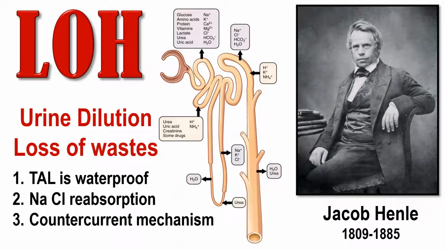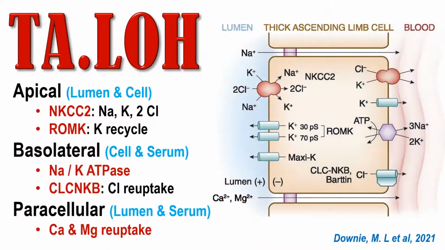The loop of Henle does this job through three mechanisms, actually, because it is waterproof and impermeable to water. So sodium and chloride reabsorption with the waste product is introduced to the distal element, and this mechanism happens through the countercurrent mechanism, which is a complex physiological mechanism. As we can see here, the thick ascending limb of the loop of Henle has highly specialized cells with many specific channels for sodium, potassium, and chloride, and even calcium and magnesium.